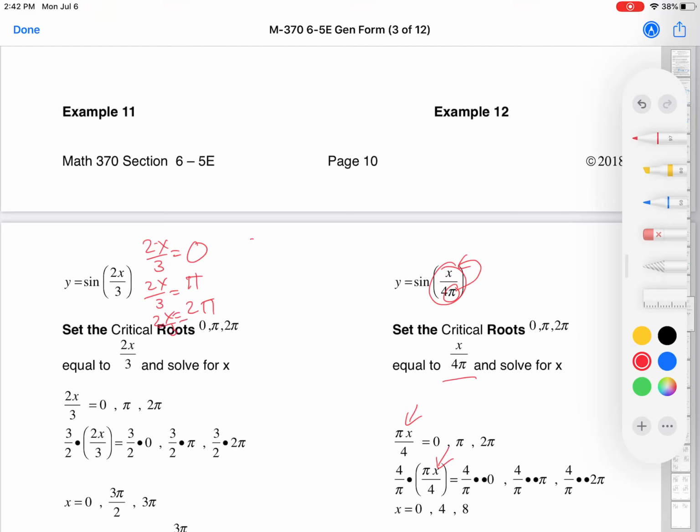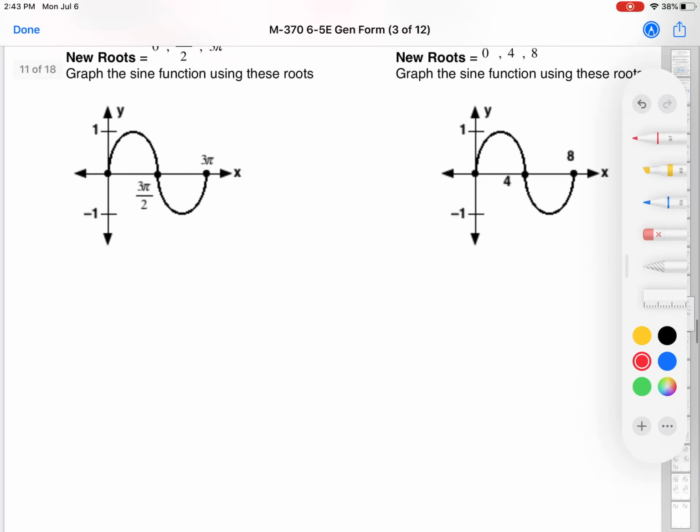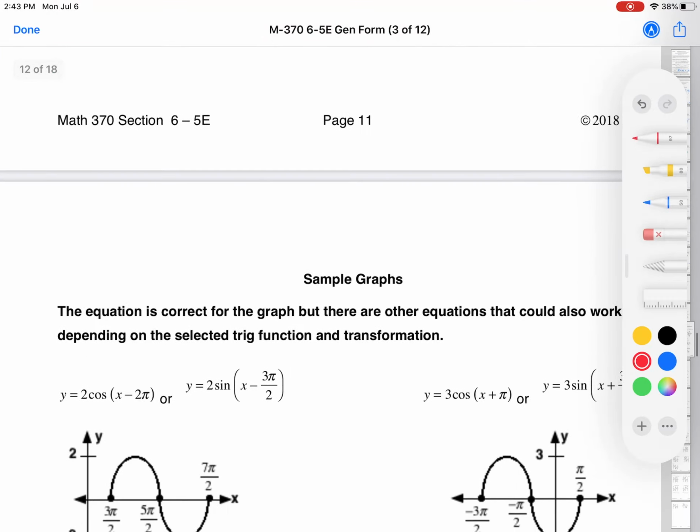I'm going to get 0. I'm going to get 3 pi over 2. And I'm going to get 3 pi. And that's what he gets. And so what do we do? Our regular sine function starting at 0, going up and down, ending at 3 pi, hitting here at 3 pi over 2, and we're finished. Right? That's how it should feel going through there.